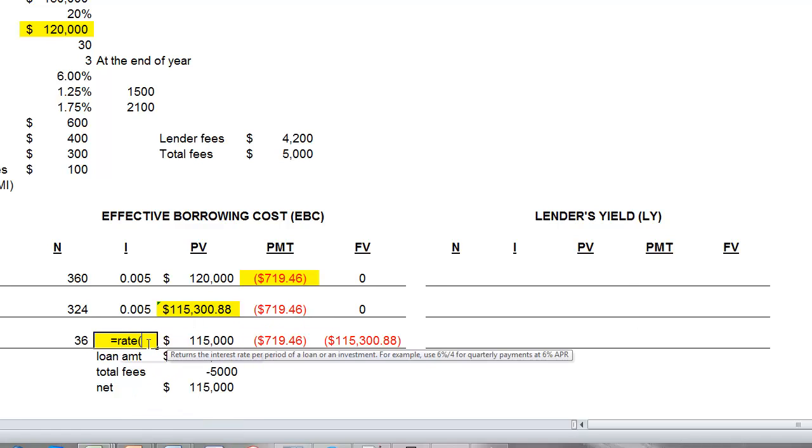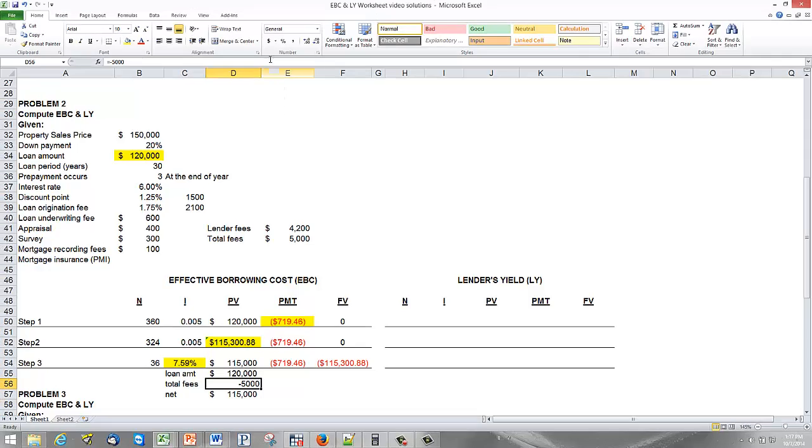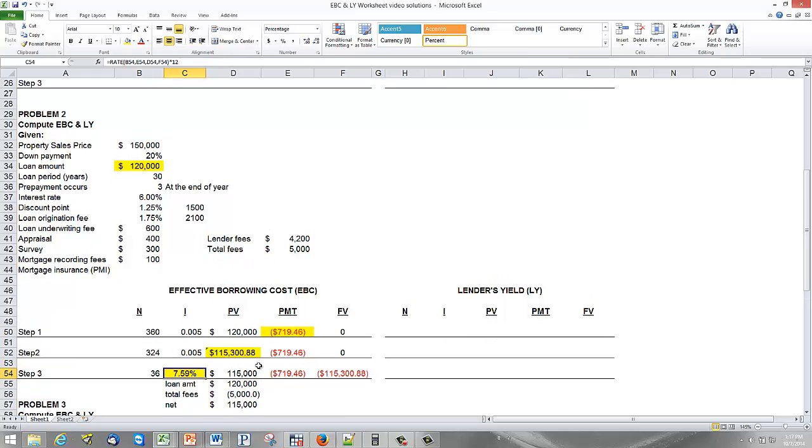So we're going to use the rate function, and we just reference our information that we've already computed. And then the key thing, multiply that number times 12, because what you get is a monthly number. We want an annual number, so format that in terms of percentages. We see that 7.59 is our effective borrowing cost. It takes into account their interest charges, our outstanding mortgage balance, and these fees, so that effectively our rate, given all the information, is really 7.59%.